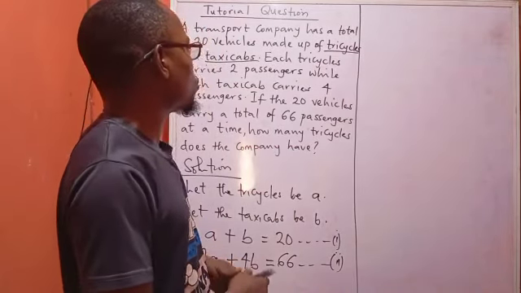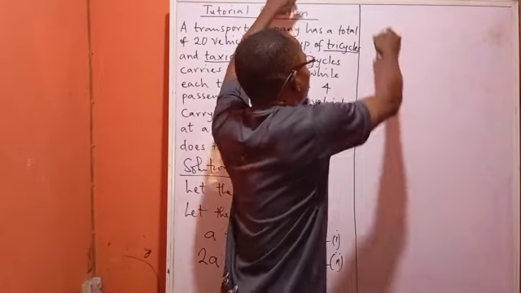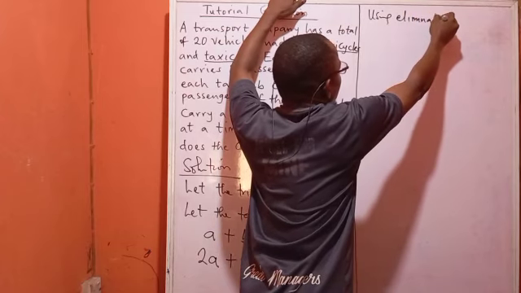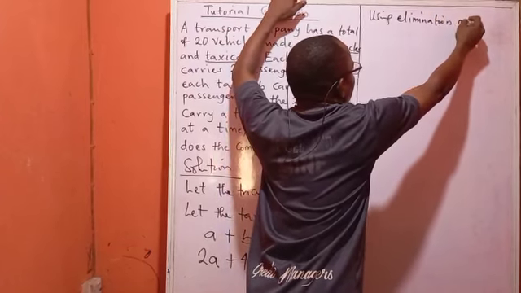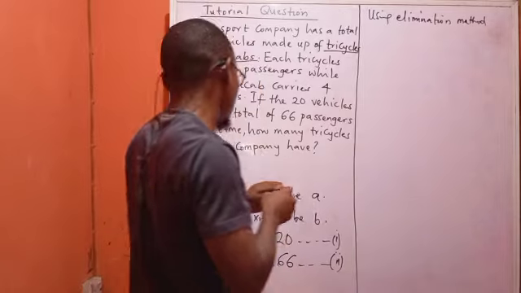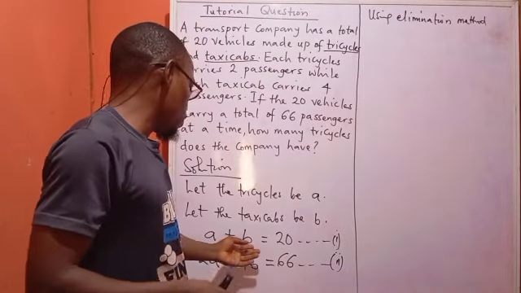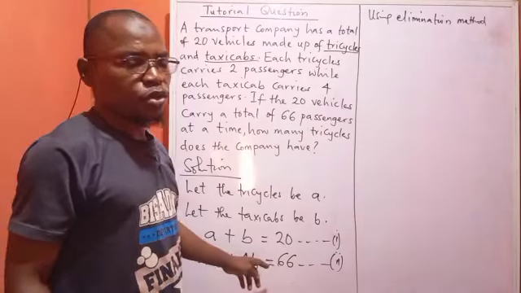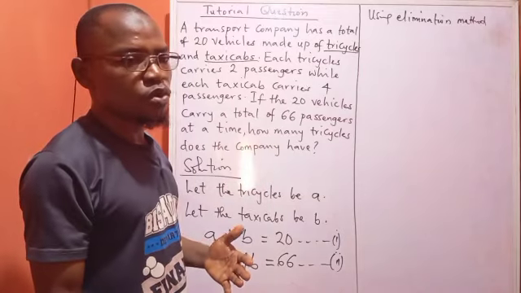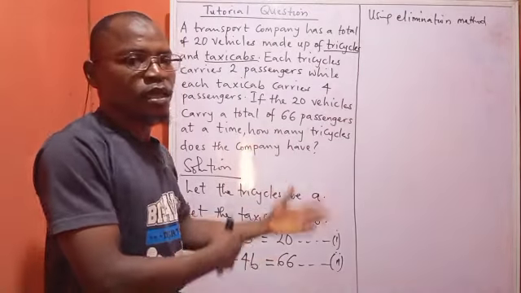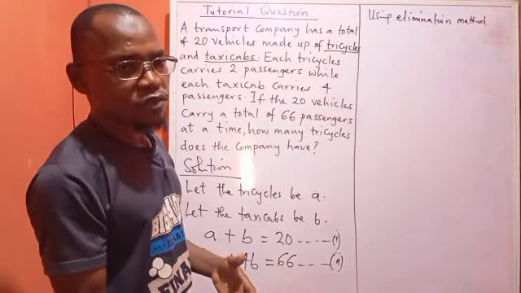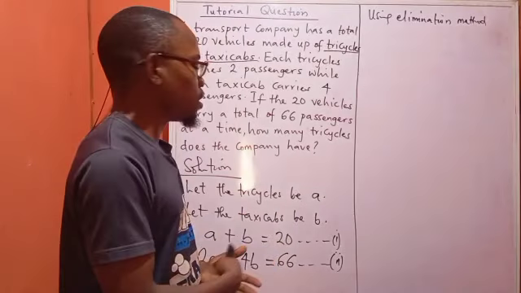Okay, so for us to be able to use the elimination method, we have two variables here, a and b. The elimination method is telling us that we eliminate one of the variables in order to get the other variable. That's what it means.